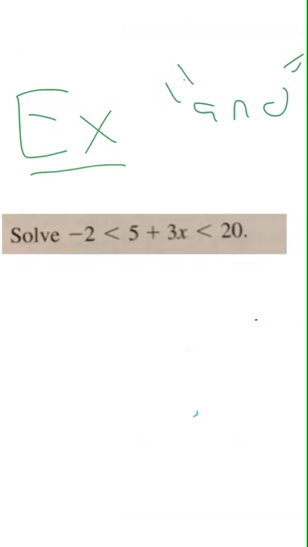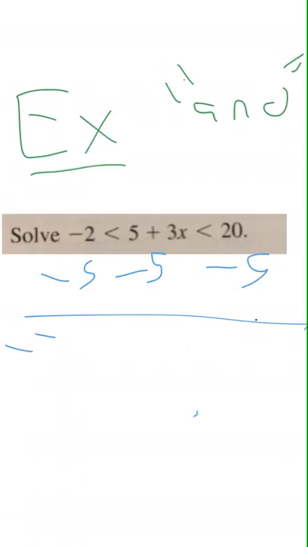Alright. Here's another example. This is what we call an AND inequality. I'll show you what it means in a minute. It says solve -2 is less than 5 plus 3x is less than 20. Now solve it first, then I'll explain what I mean by the word AND. First, since we have a plus 5, we need to cancel that out. We do that by subtracting 5 from everything. So, -2 minus 5 would be -7 is less than 3x is less than 20 minus 5, which would be 15. So now, divide by 3.